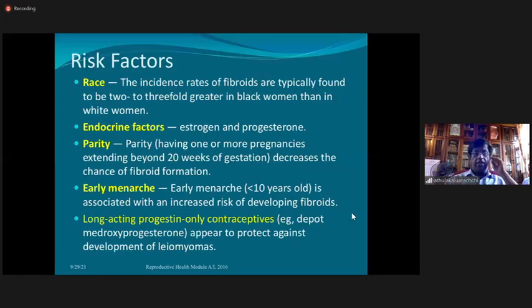Right. And then there are certain people who are more likely to have fibroids. Fibroids are more common in people of black race than in white. I told you it depends to a certain extent on the estrogen receptors. The parity is important.